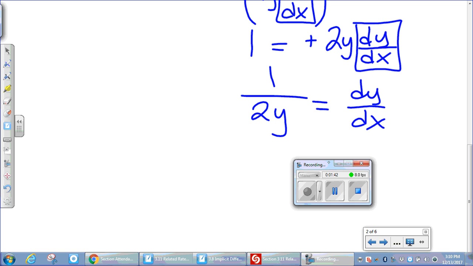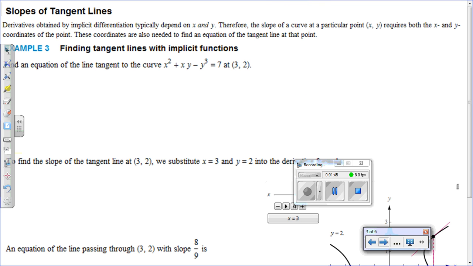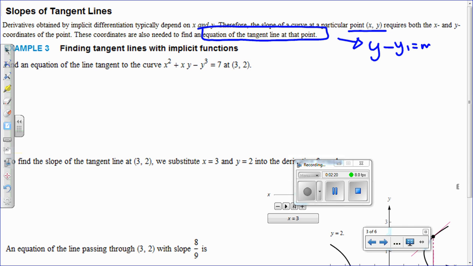Okay, so moving on to the next problem. And we have the slopes of tangent lines. So derivatives obtained by implicit differentiation typically depend on x and y. Therefore, the slope of a curve at a particular point (x, y) requires both the x and y coordinates of the point. These coordinates are also needed to find an equation of the tangent line at a point. And so when we find the equation of a line, just so you keep this in mind, we're going to be using the formula for point slope.